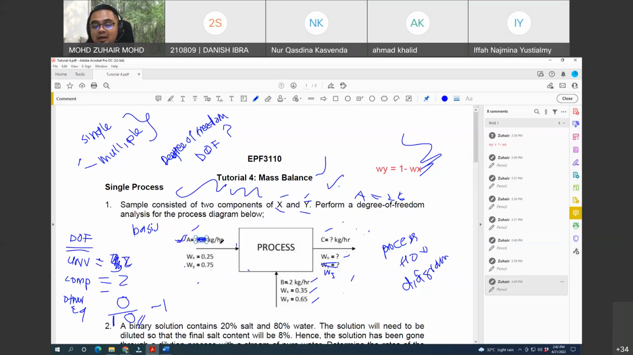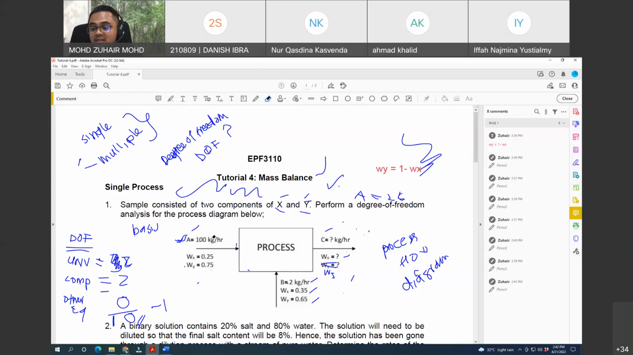Okay. So what kind of value do we want to put? Normally just put 100, because 100 is the easiest value when we want to do calculation. Okay. So what about the units? If the unit is not stated, you can just use SI units or English units. It's up to you.